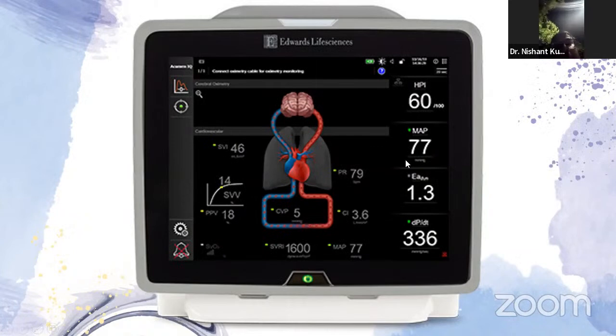So this is what it looks like. You have all the monitors and all the values, and it gives you an indication. You can see the SVV. Green means that everything is fine. Yellow means that it is caution, and red means that something is amiss. Next, please.